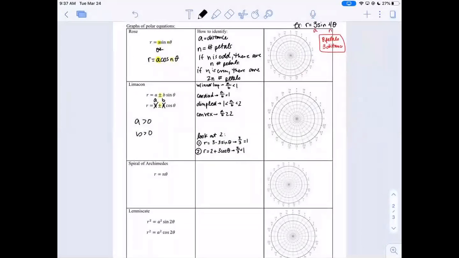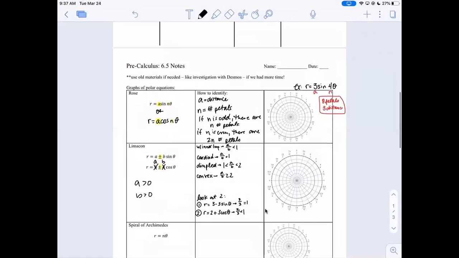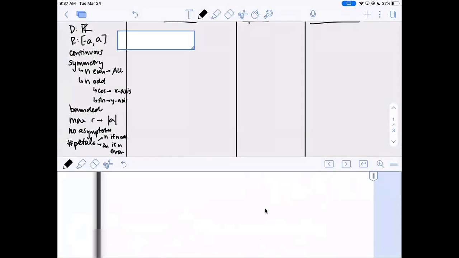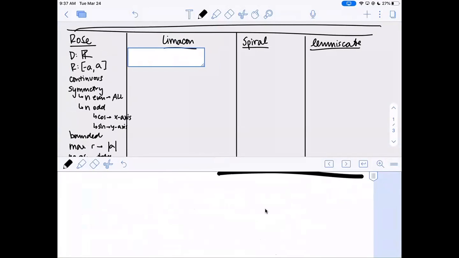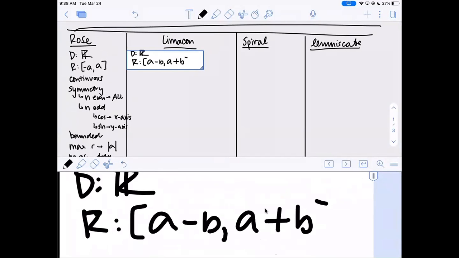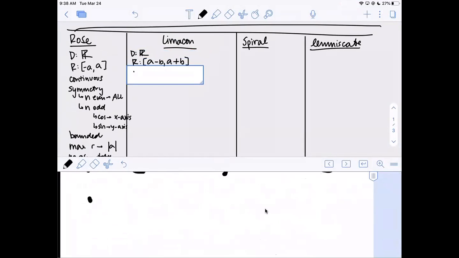I wish I knew a quicker way of doing this, but this is where we're at. Oh, before I move on from the limacon, let's look at its properties. So we are here at the limacon. My domain is all real numbers, everything goes. My range, and this is something that I'm going to encourage you to play with more, goes from A minus B to A plus B. So you can kind of plug those in and see exactly how that works.